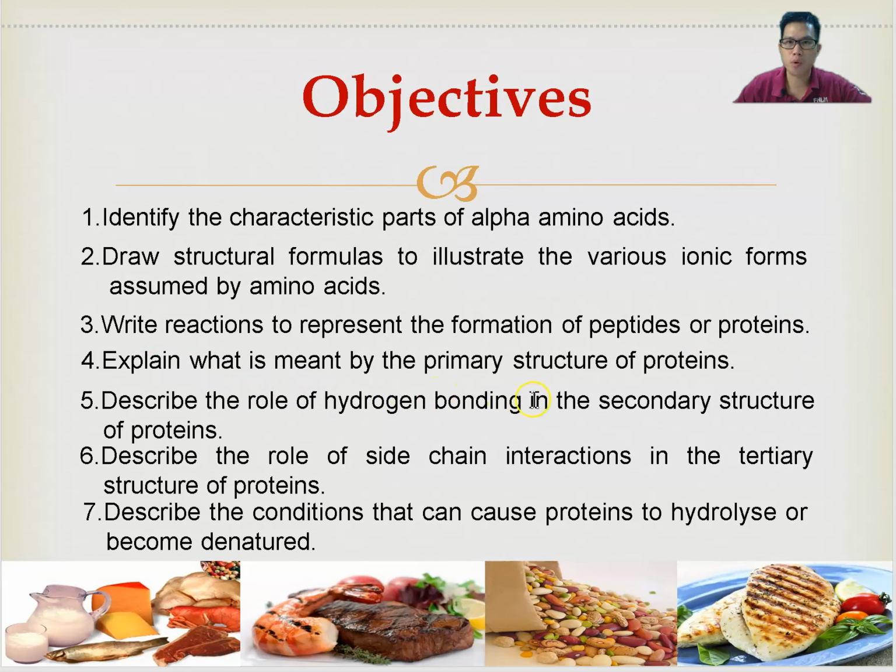Describe the role of hydrogen bonding in secondary structures of proteins. Describe the role of side chain interaction in the tertiary structure of proteins. And describe the conditions that can cause protein to hydrolyze or become denatured. So you must understand the amino acid is something like the monosaccharide. It's the basic unit. Amino acid is the basic unit to form proteins. Amino acid and amino acid are going to form peptide bonds and join together to form a functional protein.